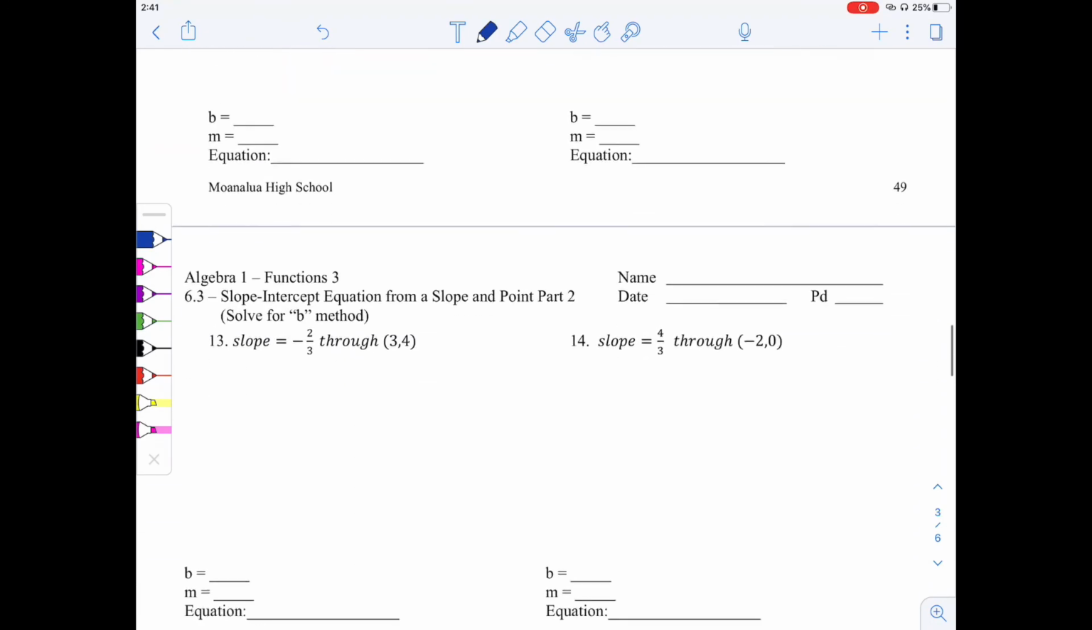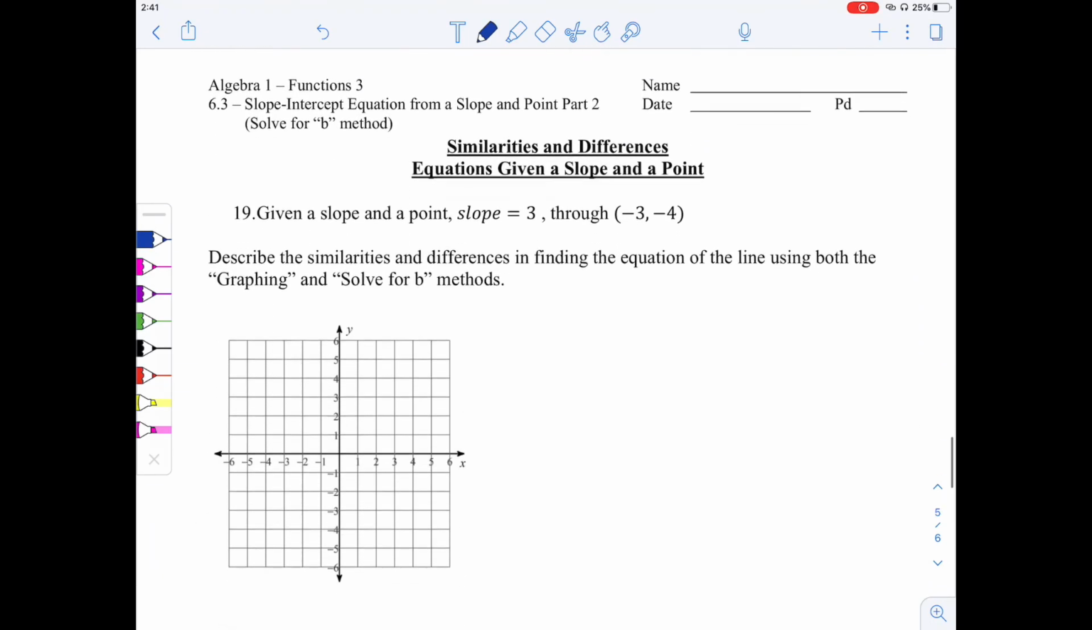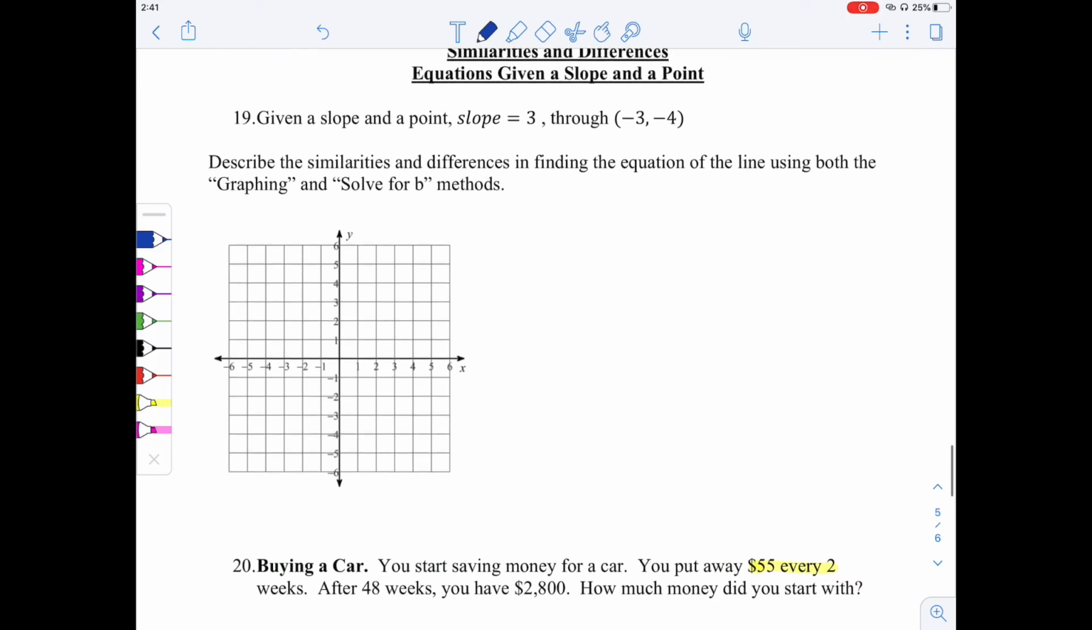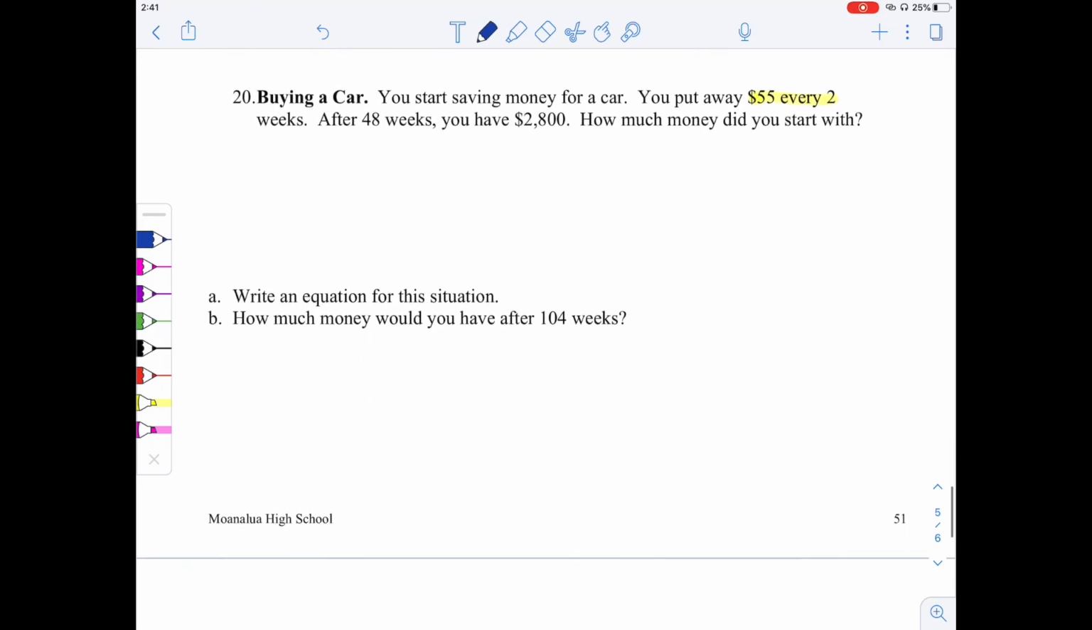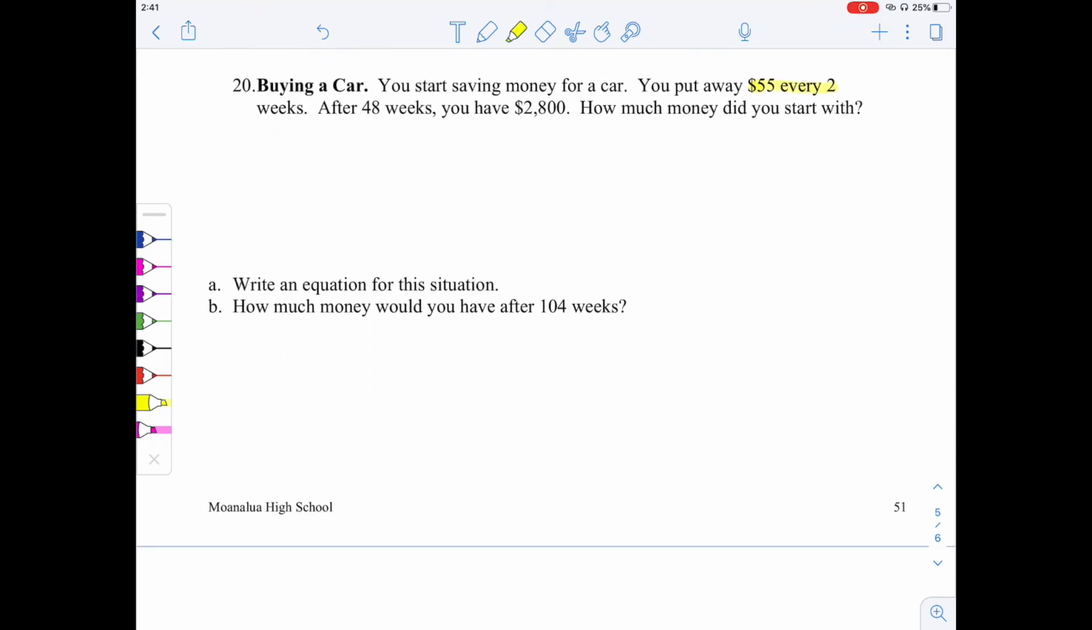Bam. You can try the rest, go through those, and when you get to the bottom, describe similarities and differences between the graphing method and the solve for b method. And then buying a car, let's break it down. You're given $55 every 2 weeks, and after 48 weeks you have $2,800. You start saving for a car.